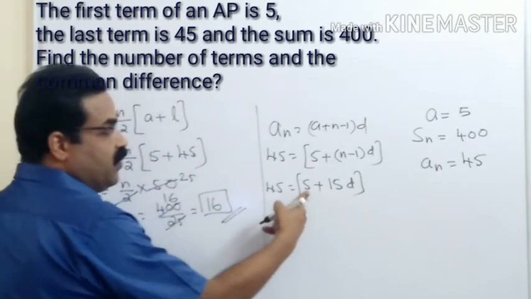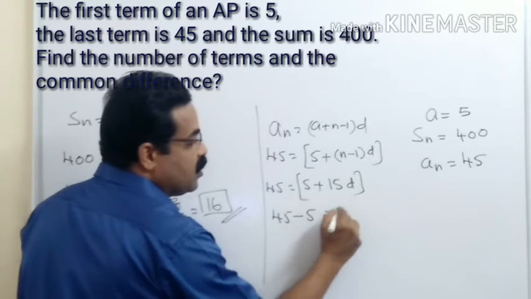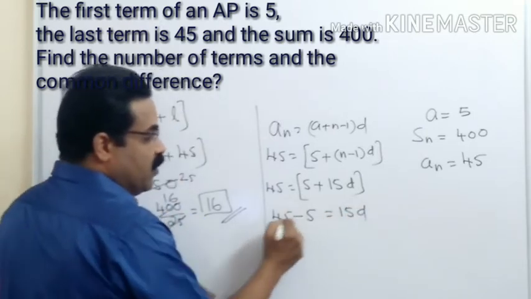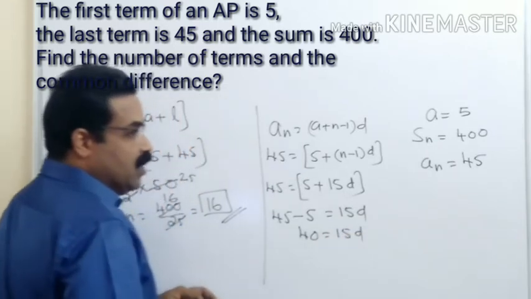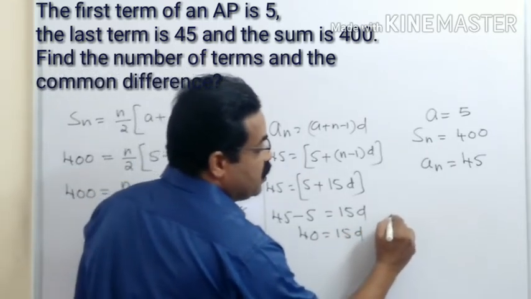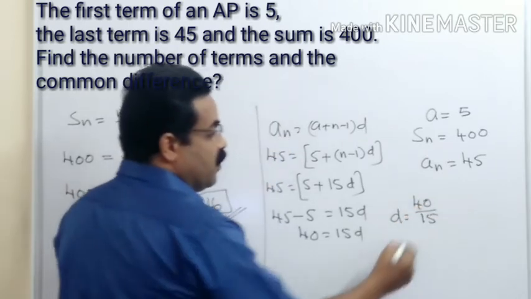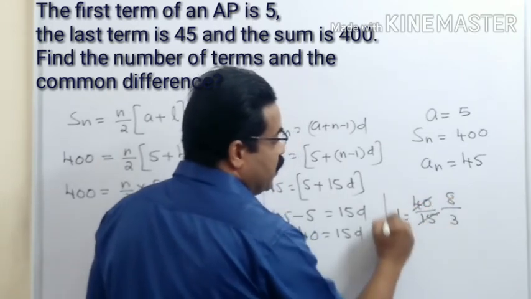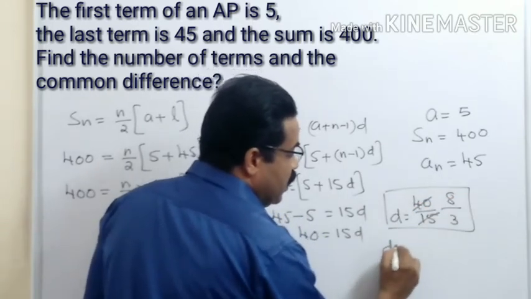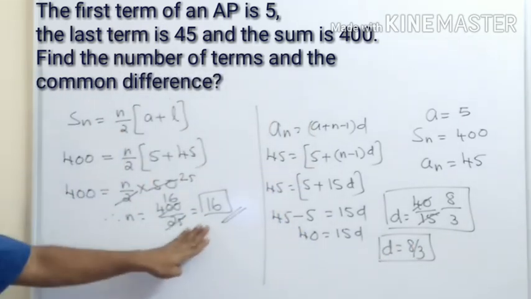If I take this 5 to this side, I will get 45 minus 5 is equal to 15d. 45 minus 5 is 40. 40 is equal to 15d. So now I can cut it. d is equal to 40 by 15. When I cut it, 5 times here, 8 by 3. So I got the value of d. d is equal to 8 by 3. I got the value of n. n is equal to 16. The number of terms is equal to 16.